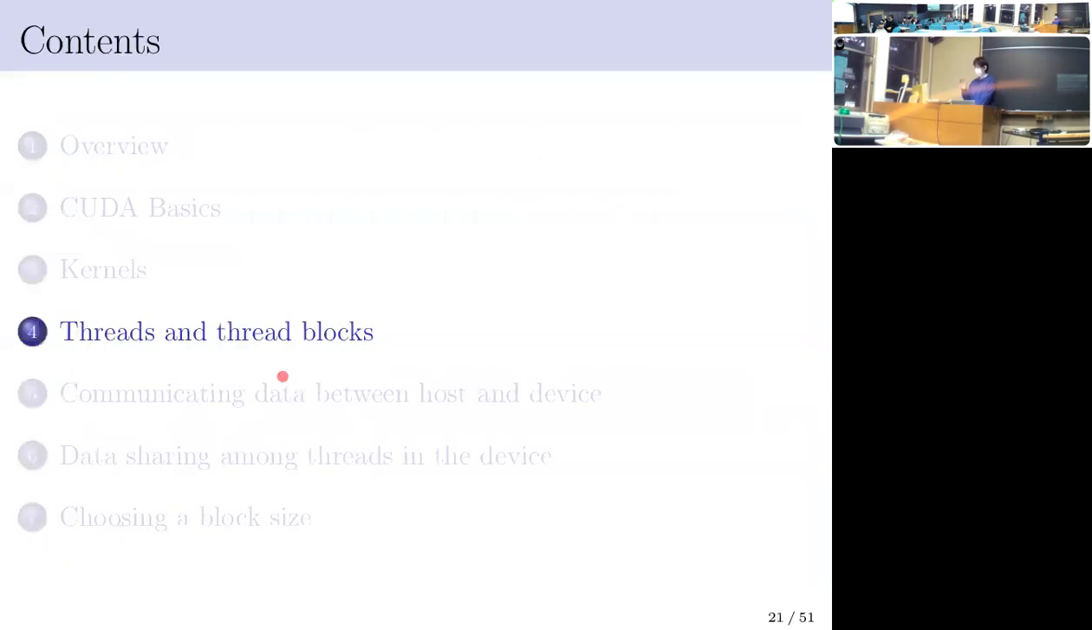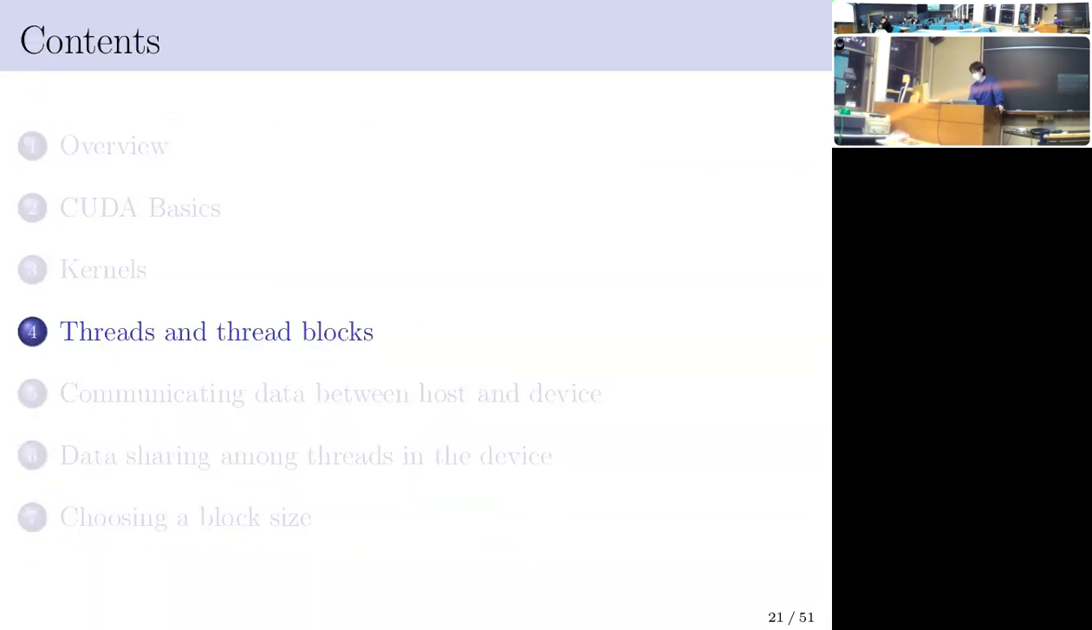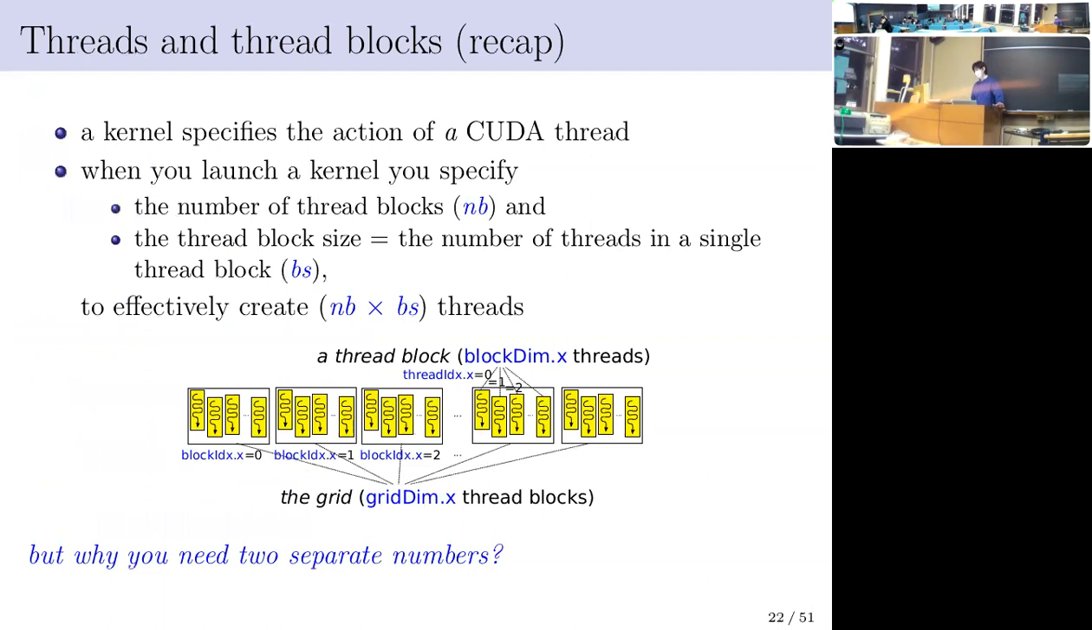So these two things are at times very useful to maintain a single source code for GPU and CPU. Okay, the next section, somewhat more substantial, is about threads and thread blocks. This is just a recap of what threads and thread blocks are in CUDA programming.